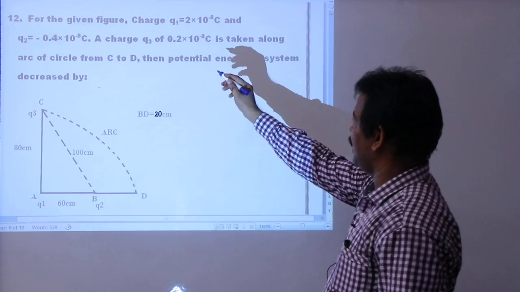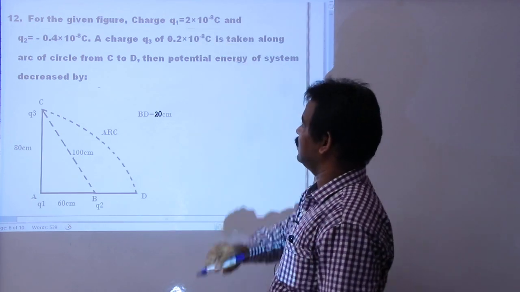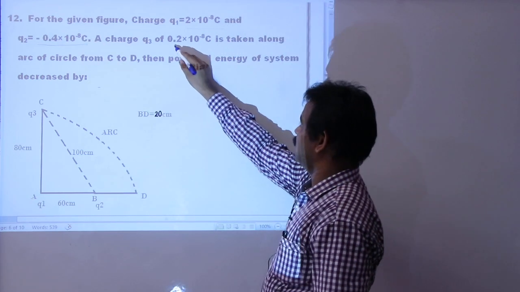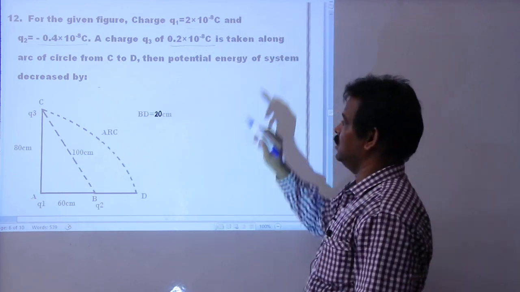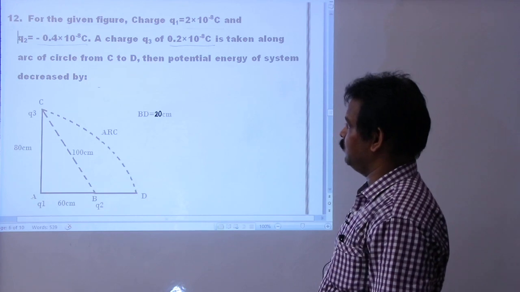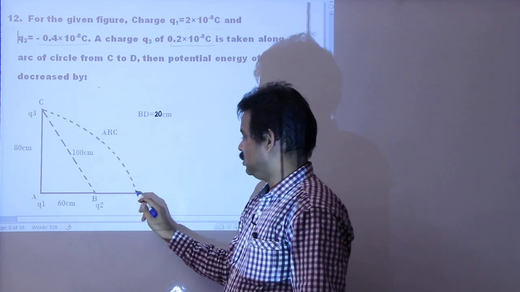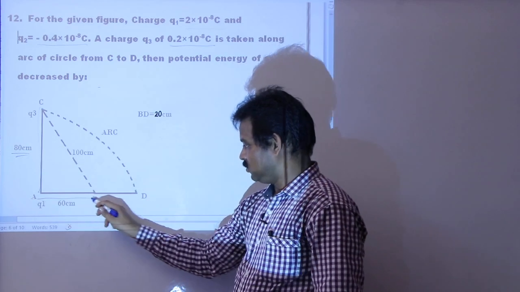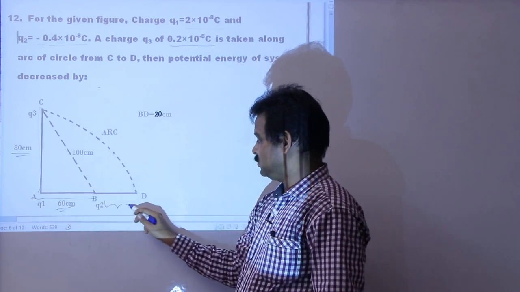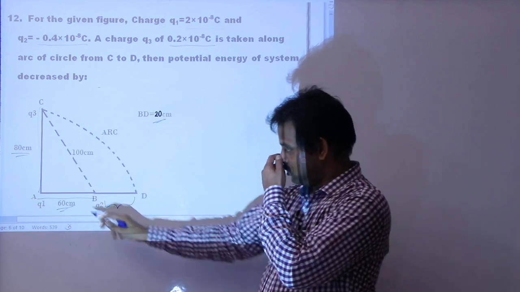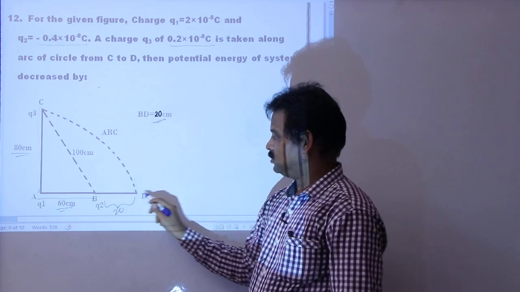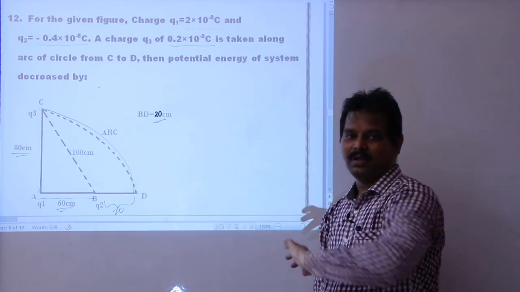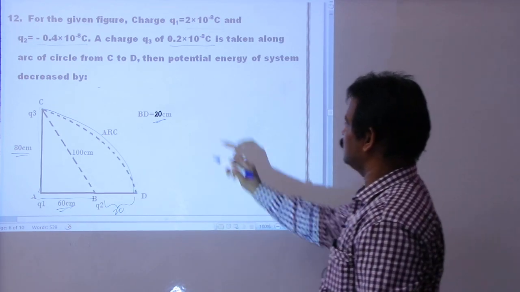Problem number 12. For the given figure, the first charge is 2 into 10 power minus 8, the second one is minus 0.4 into 10 power minus 8, and the third charge, 0.2 into 10 power minus 8, is taken along an arc of a circle from C to D. Here AC is equal to 80. From this to this is 20, and this BD is 60, this is 20, so this is also 80. So this is the circumference of a circle, meaning an arc of a circle.